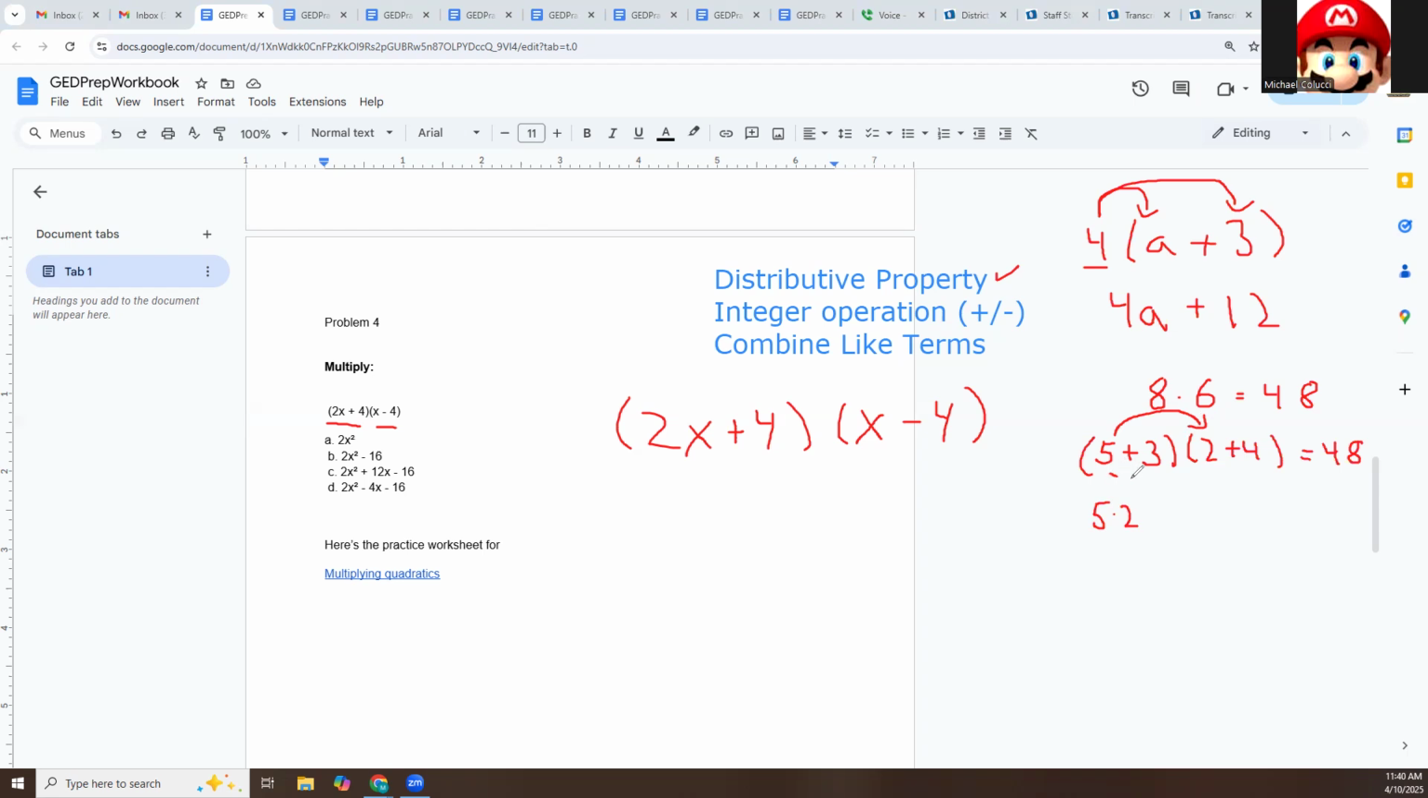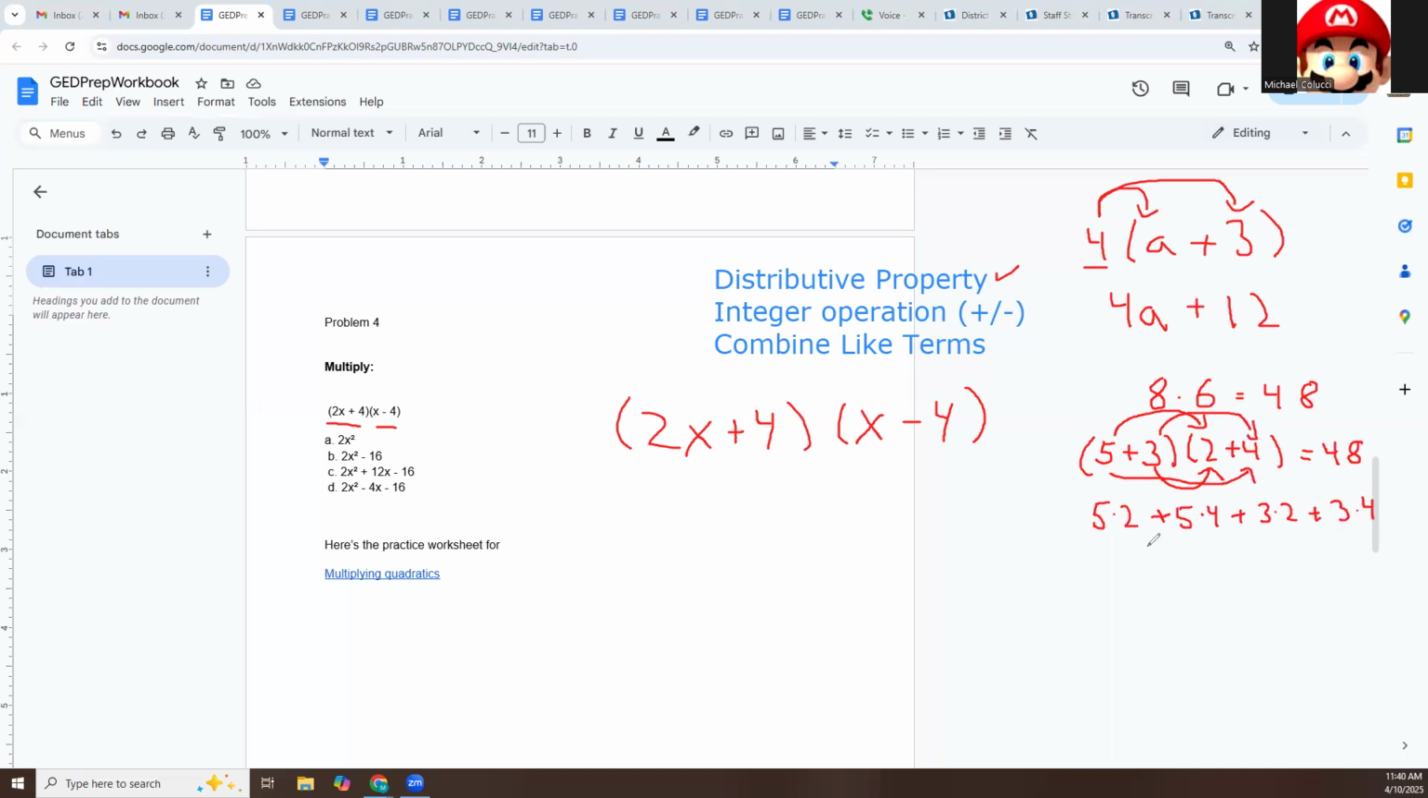I'm going to multiply the outer terms of each quantity together and add it to the first terms, 5 times 4. I'm going to add the inner terms, 3 times 2, and I'm going to add them to the first 2. And then I'm going to add the last terms of each quantity. That's 3 times 4.